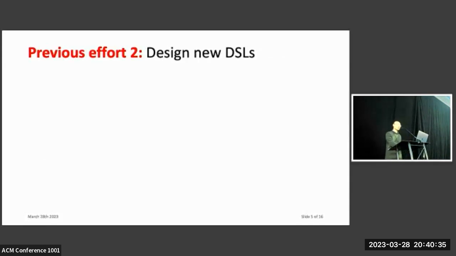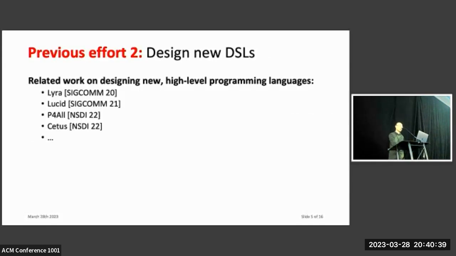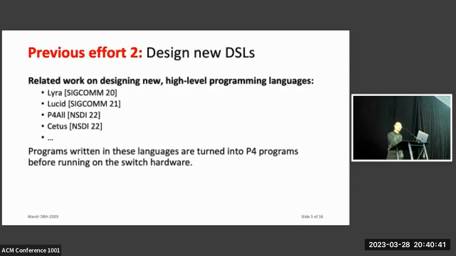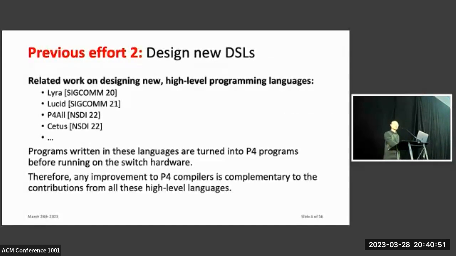The second effort is to design new domain-specific languages, including Lyra, Lucid, P4All, and Cetus. They do provide some freedom for the programmer to write programs easily, but they are turned into P4 programs before running on the programmable switch. Therefore, any improvement to the P4 compiler will be complementary to their contribution.